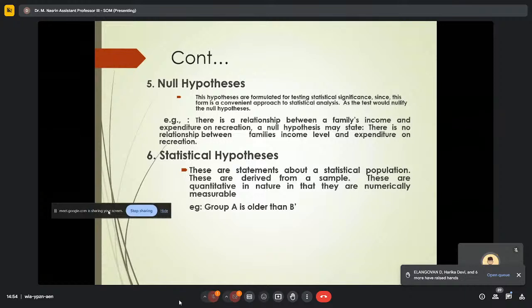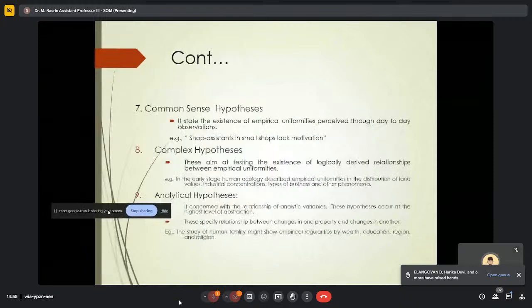Number 6, statistical hypothesis. Here, based on the statistical population, we derive the statement using some numerical measures, like group A is older than group B. Then this is referred to as a statistical hypothesis. Common sense hypothesis will also be there, for example, shop assistants in small shops lack motivation. So this is a common sense question. In a small shop, they will be motivated less; in a bigger shop, all the employees will be motivated.